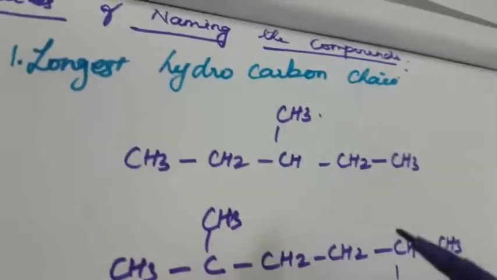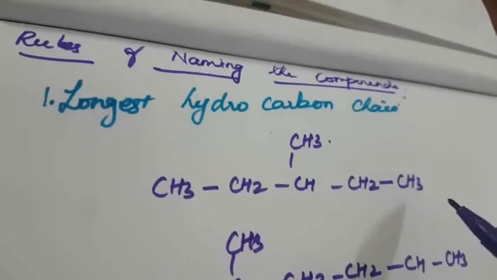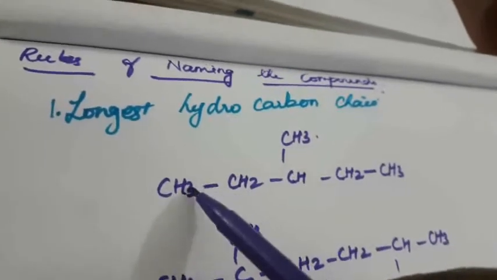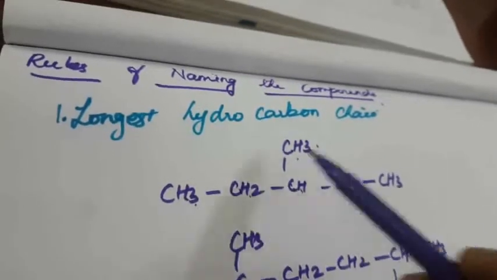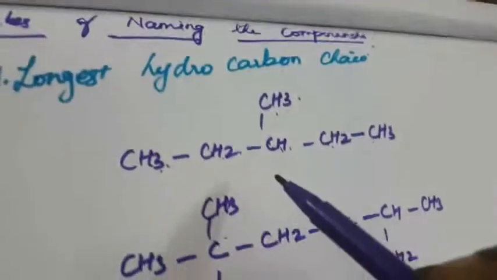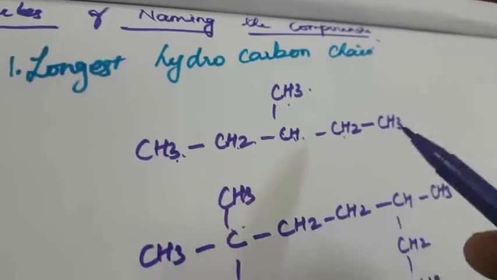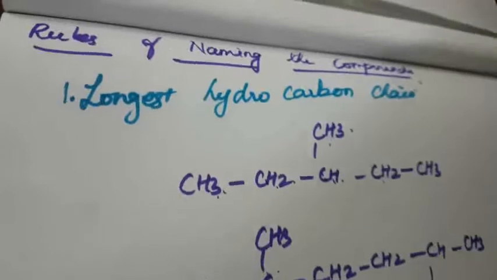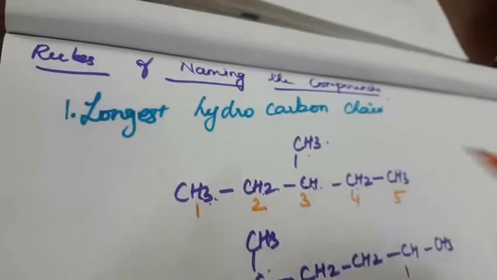So first, you identify the longest hydrocarbon chain. Suppose 1, 2, 3, 4, 5. Here 1, 2, 3, 4. Now we are numbering this compound this way, 1, 2, 3, 4. Here 1, 2, 3, 4, 5. You give the priority from left to right. Suppose there is no functional group, no double bond, no other group, then you first give priority from left to right. So numbering is left to right, 1, 2, 3, 4, 5. This is the correct way.